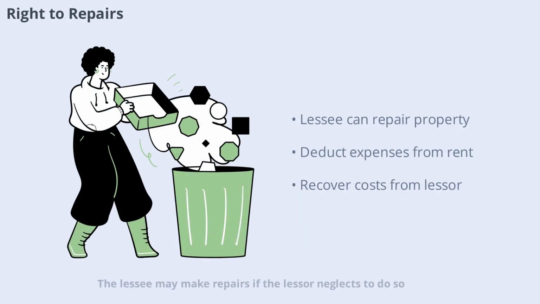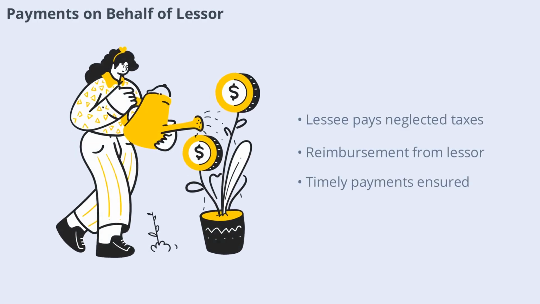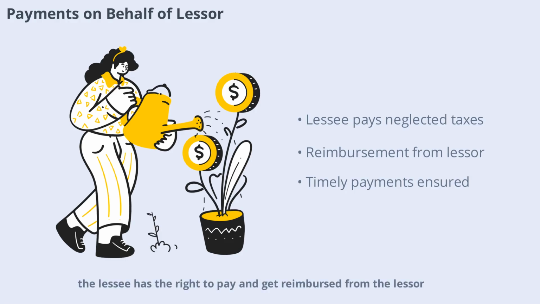The lessee may make repairs if the lessor neglects to do so, after giving reasonable notice. The lessee can deduct the expenses from rent or recover them from the lessor. This right ensures that the property remains in good condition and that the lessee is not disadvantaged by the lessor's neglect. If the lessor neglects to make payments such as house tax, the lessee has the right to pay and get reimbursed from the lessor.